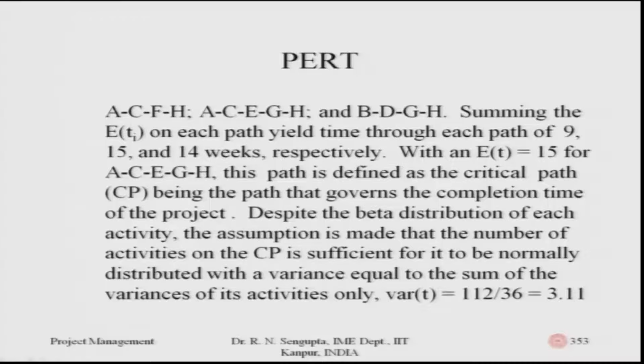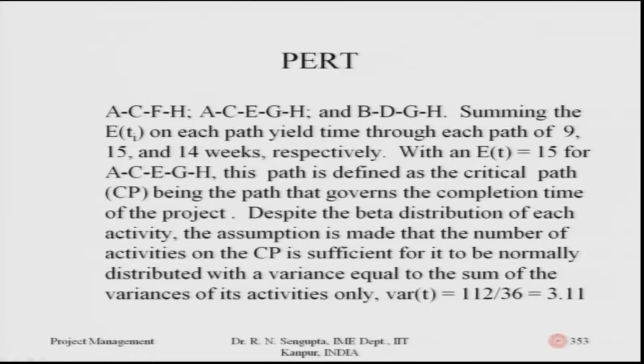The paths are ACFH, ACEGH, and BDGH. If you sum up the expected values on each path, the time durations are 9, 15, and 14 weeks, with the expected value of 15 for the ACEGH path. So, this path is defined as the critical path, as I mentioned.